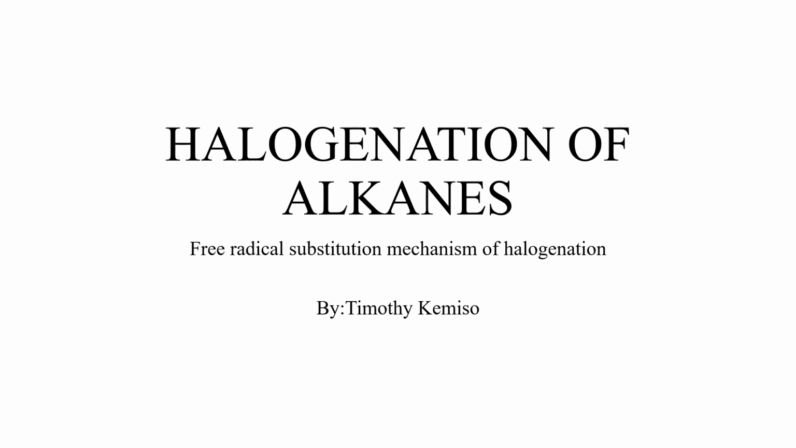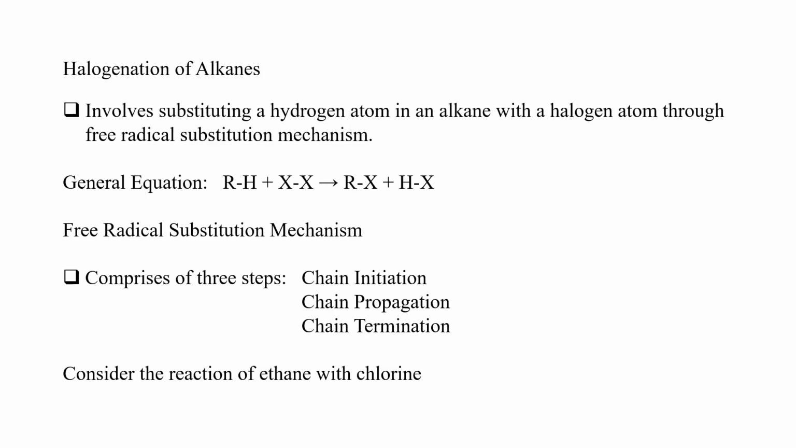Okay, for today's class, I want us to look at halogenation of alkanes. In simple terms, halogenation of alkanes is just an alkane reacting with a halogen to give us a haloalkane and hydrogen halide, right? What I'm saying is that halogenation of alkanes involves substituting a hydrogen atom in an alkane with a halogen atom through a free radical substitution mechanism.